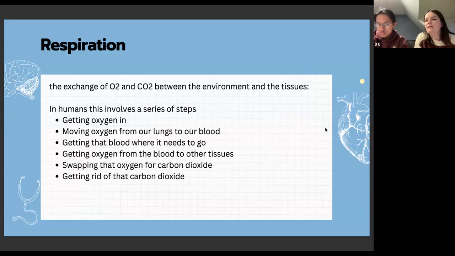It's not just getting air in and out. It's finding a way to get that air in efficiently, getting that air from our lungs into our blood, moving that blood around, swapping the oxygen for carbon dioxide, getting that oxygen where it needs to be in all kinds of other tissues, and then getting rid of the carbon dioxide. So it's a lot that our respiratory system needs to do, and there's a lot of opportunity for it to go wrong throughout the way.